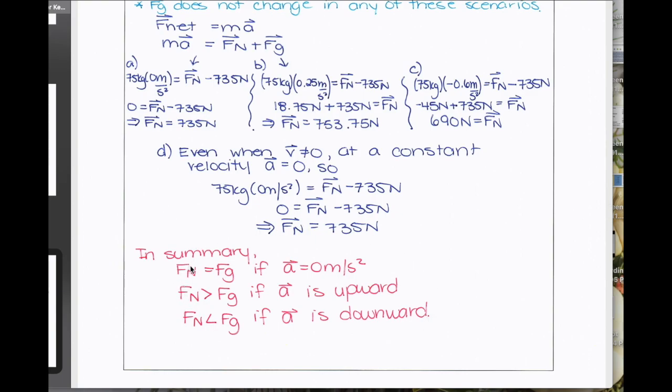Here is a summary of what I went over for parts A, B, and C. When acceleration is 0, the normal force equals the gravitational force, just in the opposite direction. If acceleration is upward, the normal force is greater in quantity than the gravitational force. But if acceleration is downward, the gravitational force, the magnitude, will be greater than the normal force.